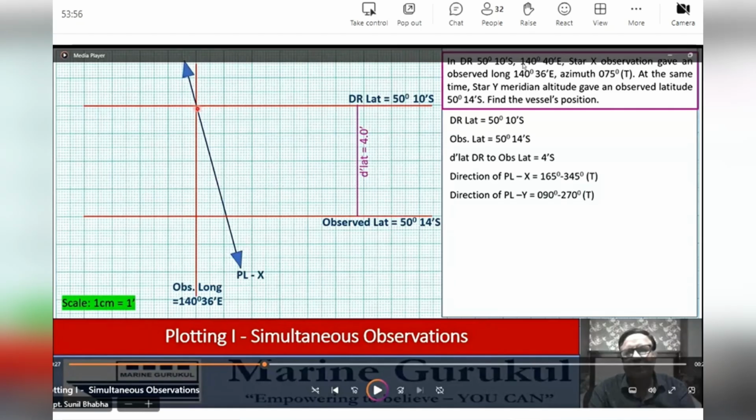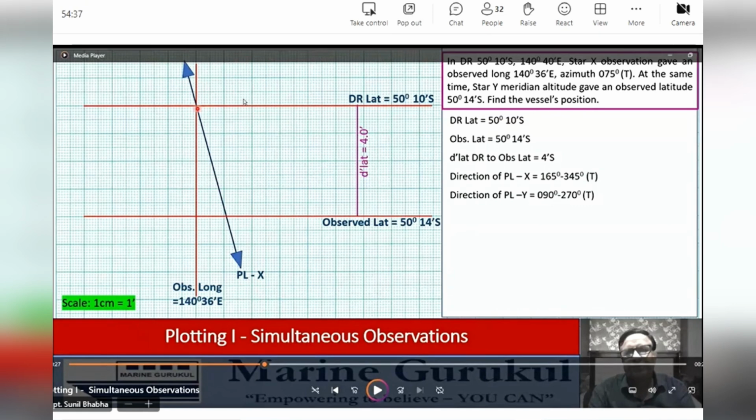Now they have given us the DR longitude in the question, but in this question we do not need the DR longitude to plot anything. That's why we have not shown it. If you want, you can show it also, but it will not be of any use. Clear, beta? Any other doubt? Sir, can't we show the azimuth? You can show the azimuth also, beta. Okay, sir.